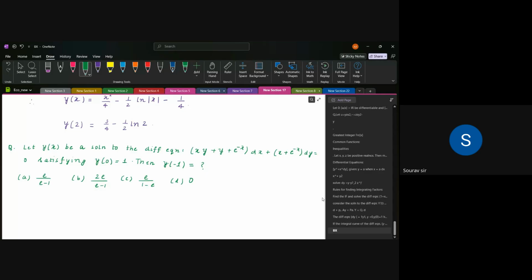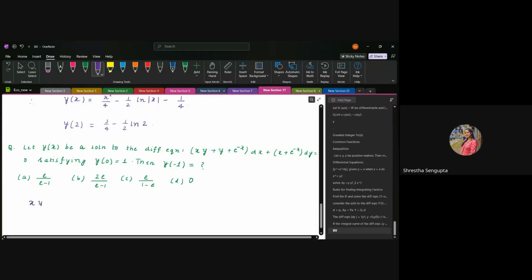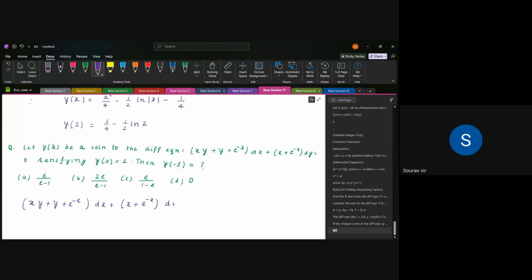So how can we start with this? Can anyone take a guess? First we can arrange the differential equation. In what way? Arrange as in? How do I rewrite it? Sir, in the form of Bernoulli equation, we can rewrite it: (xy + y + e^(-x)) dx + (x + e^(-x)) dy.